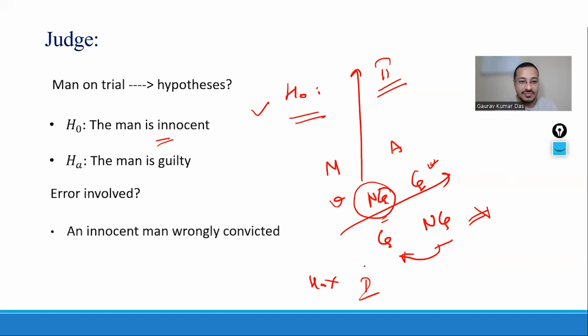Let's see. Innocent man wrongly convicted, a guilty man wrongly acquitted. Type 1 error. Type 2 error. Innocent man wrongly convicted. So he was proclaimed to be guilty, which is the second case here. So this will belong to type 1 error and type 2 error. Very simple, guys. So this is how you can use certain examples to clarify all your doubts, strengthen your concepts, so that it will help you in the further, more comprehensive concepts and analysis.